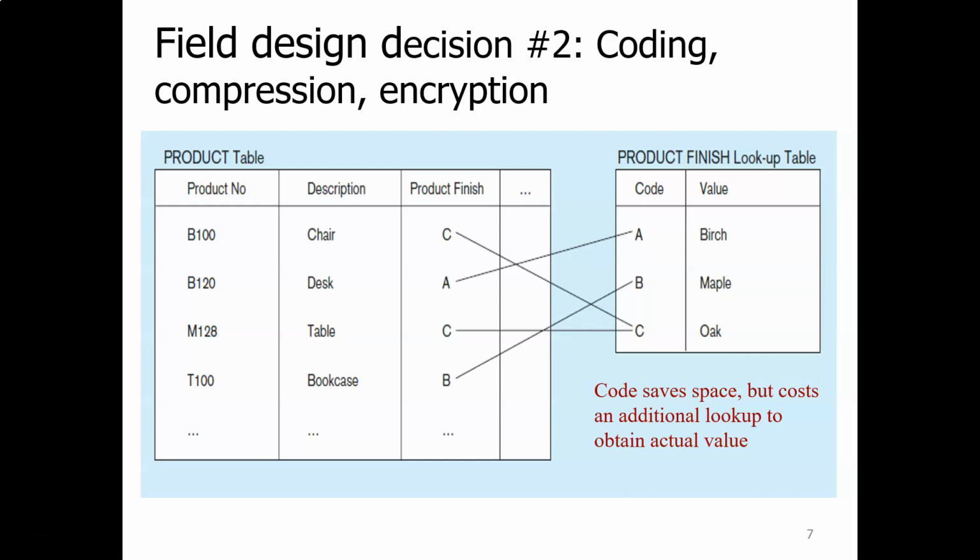If you have a field that's very long, for example, a description field, you may want to compress it. If there is a field that's sensitive, for example, the credit card number, you may want to encrypt that field so that in case the file is stolen, the hacker wouldn't be able to read the credit card number.